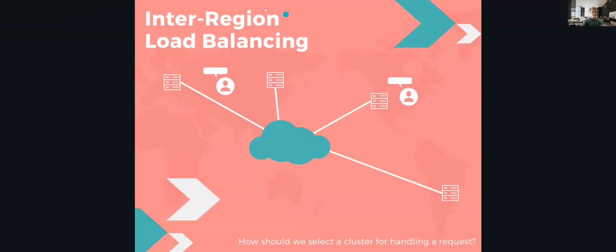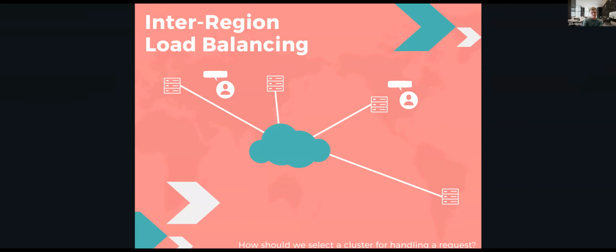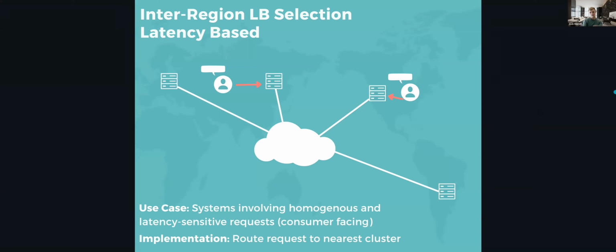All right, so this is going to be the demo environment that we use to explain some of these topics for inter-region load balancing. If we have our distributed system here represented as the cloud, we might have multiple regions spread out geographically. And those regions are going to be processing requests that come in from clients also spread around. So the first strategy that we could implement in selecting a region would be latency-based load balancing.